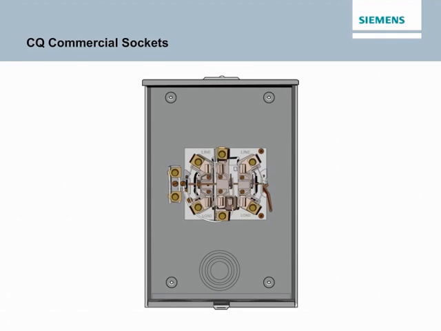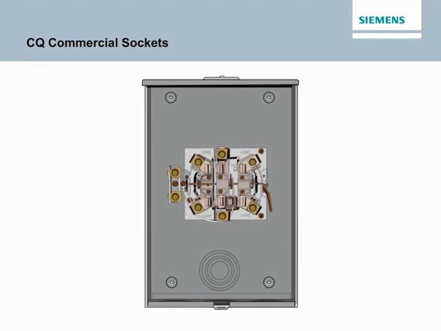CQ commercial sockets have a non-clamping lever bypass design and are available in the following configurations: overhead feed only, underground feed only, or overhead or underground feed. These sockets have a maximum voltage rating of 600 volts, a continuous current rating of 200 amps, and a maximum current rating of 250 amps. Bypasses are 50% rated, which means that they can safely handle the same current as the meter socket.